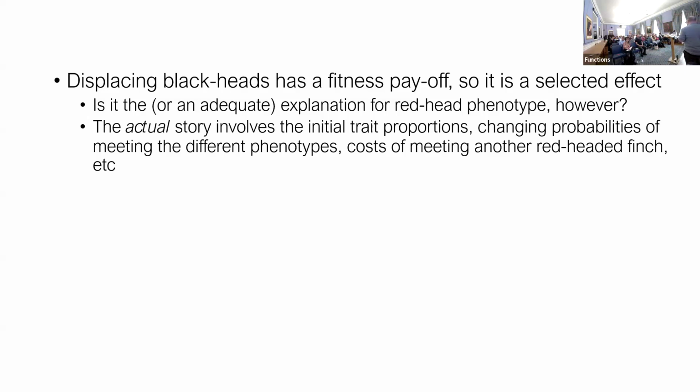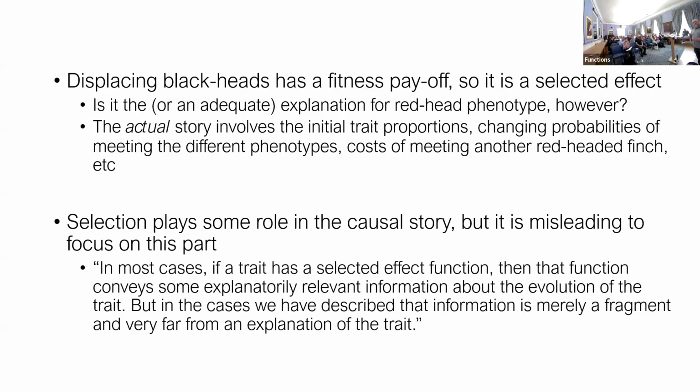they're going to talk about the initial proportions of the two different phenotypes at the start, and how often they meet each other, and how quickly the population evolves over time, what the costs are of meeting another red-headed finch, et cetera, et cetera. And actually, it turns out that the fact that you're displacing black-headed finches washes out of the story quite a bit. So selection plays some role, of course, but it plays a minor role, and they think it's actually so minor that you would be misleading if you were to say that this was the explanation.